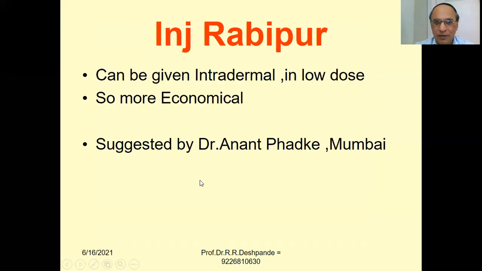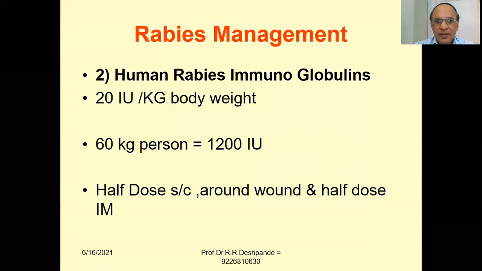Apart from intramuscular, injection Rabipur can be given intradermally. This is a suggestion by Dr. Ananta Phadke from Mumbai, because he says that if Rabipur is given in a very low dose, it is more economical for the patient. Rabies management, human rabies immunoglobulins: 20 IU international units per kg body weight. For example, a 60 kg person has to be given 1200 international units. Half the dose is given subcut around the wound and half is given intramuscularly.